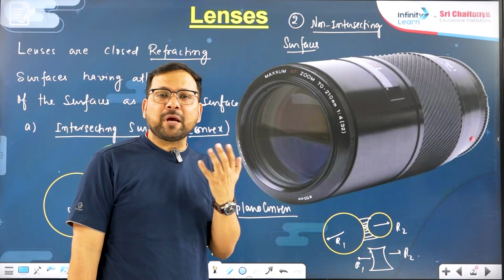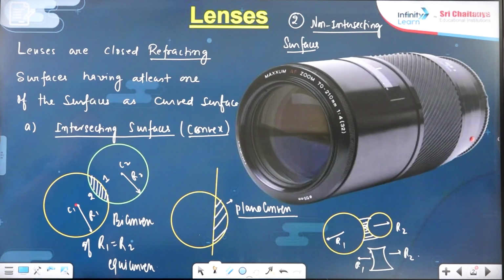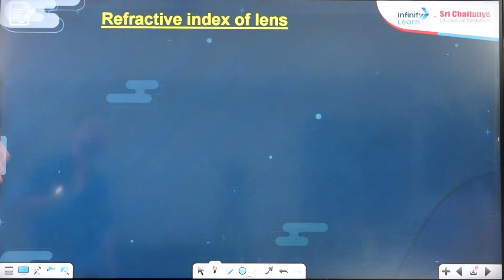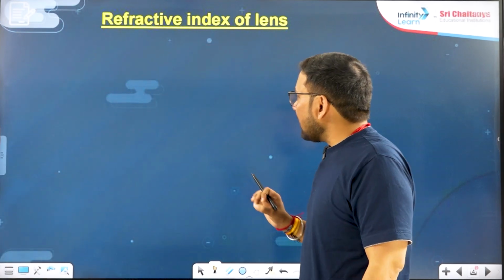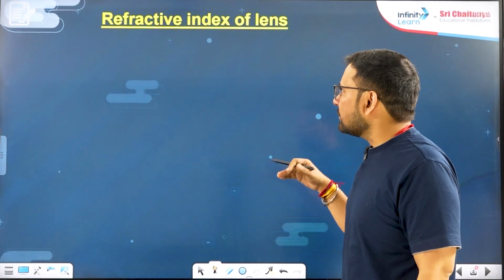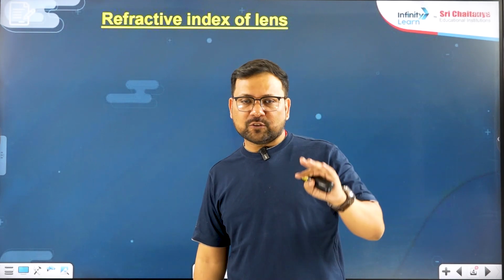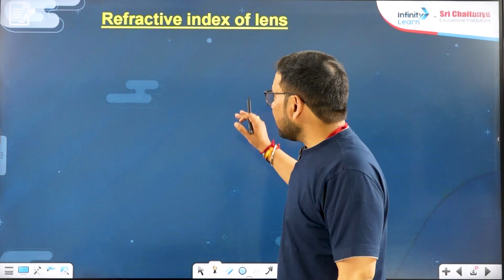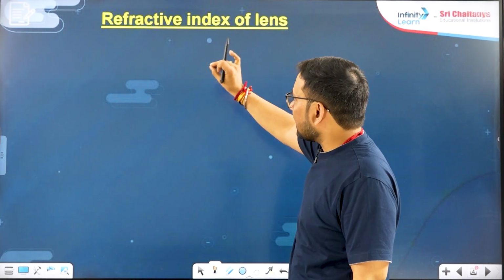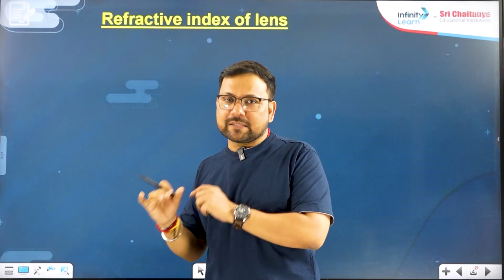Okay, what are the other parameters of lens? For that we will start from refractive index, then we will go on to focus and all. What is refractive index? In general I know refractive index is the ratio of the speed of light in a vacuum to the speed of light in the medium. But right now we are not discussing refractive index in general. What we are discussing is the refractive index of a lens.